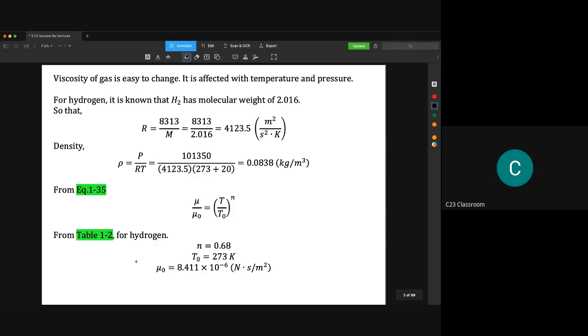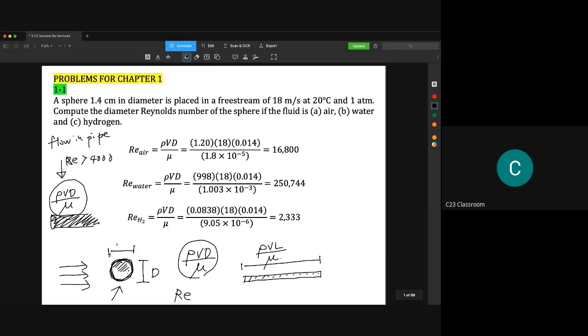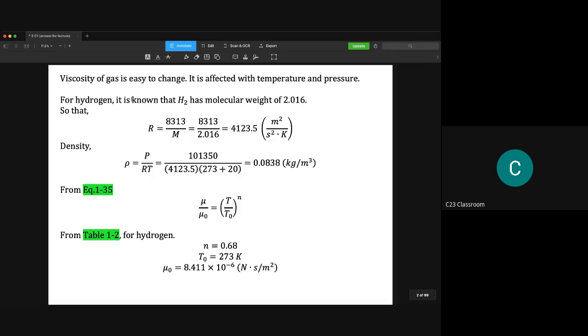The second slide is actually discussing the hydrogen here. This is a very simple calculation. We use the velocity, which is 18 meters per second, and then we use mu, the dynamic viscosity of hydrogen. So we have this number, 2,333. However, we know that the viscosity of a gas is easy to change. It is affected by temperature and pressure, and for example, we are focusing on hydrogen.